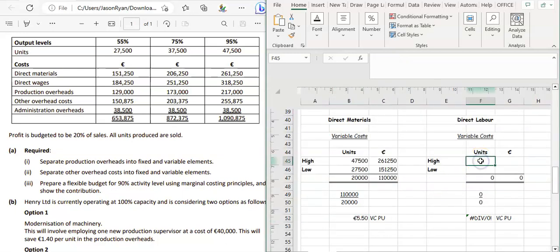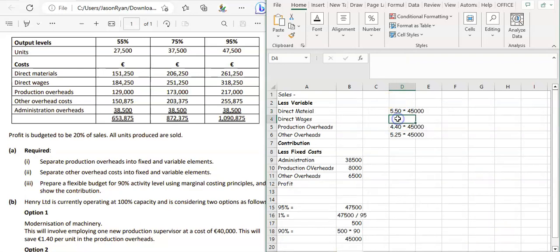So we know that our high is 47,500. We know our low is 27,500. And then the cost for direct wages for our high is 318,250, and for our low it is 184,250. So same again, divide the 20,000 into the difference of 134,000, and we'll get €6.70 for our variable cost per unit. So we're going to do a calculation, €6.70, multiply that by 45,000.